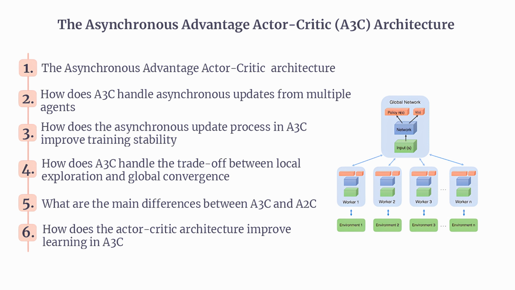How does A3C handle asynchronous updates from multiple agents? How does the asynchronous update process in A3C improve training stability? How does A3C handle the trade-off between local exploration and global convergence? What are the main differences between A3C and A2C? How does the actor-critic architecture improve learning in A3C?